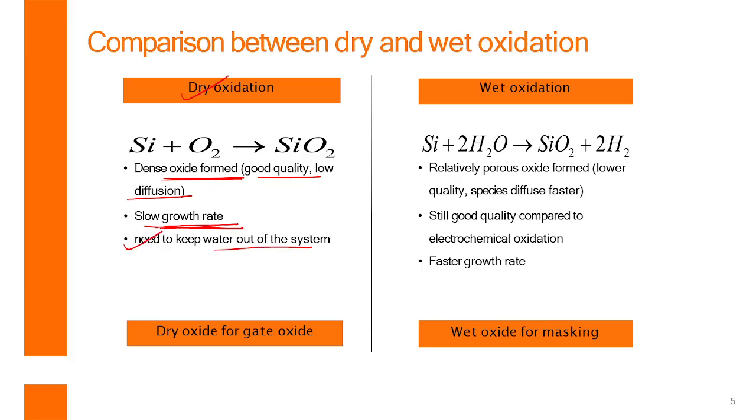This is dry oxidation. Wet oxidation means in the presence of water, silicon and water react, so we are getting silicon dioxide plus hydrogen. Relatively porous oxide is formed. Lower quality and species diffuse faster. Diffusion is faster. Still good quality compared to electrochemical oxidation. Faster growth rate is there. So in the presence of water, we are doing wet oxidation. So these are the comparison between dry oxidation and wet oxidation.